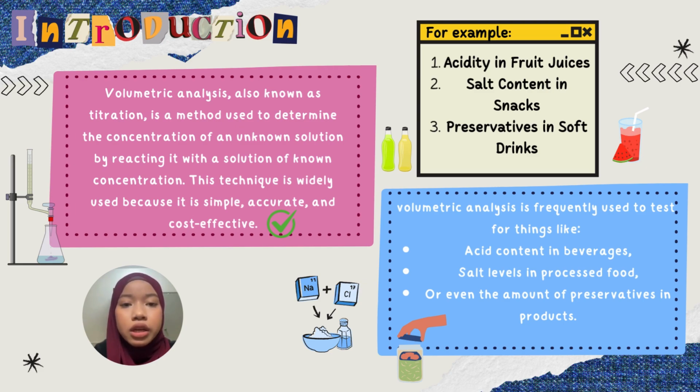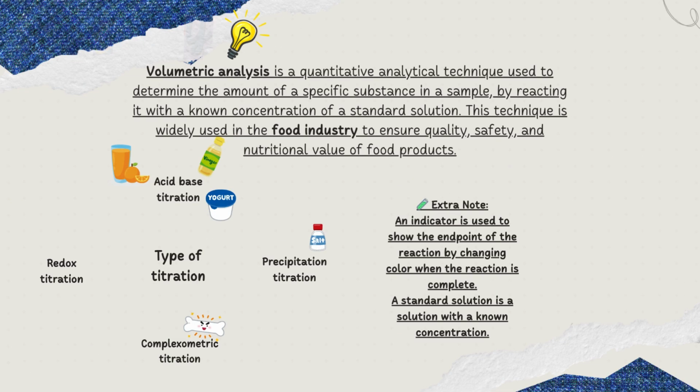In the food industry, maintaining product quality and safety is essential. That's why volumetric analysis is frequently used to test for things like acid content in beverages, salt levels in processed food, or even the amount of preservative in a product. Through this technique, food manufacturers can ensure consistency, meet regulatory standards, and protect consumer health. In this video, we will walk you through how this method is applied in the food industry, the theory behind it, and some real examples to give you a clearer picture.